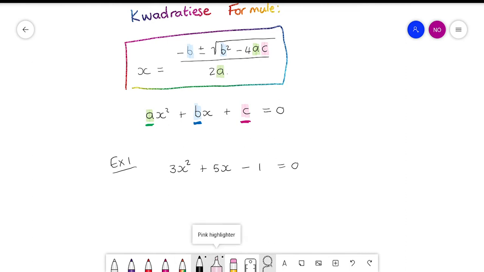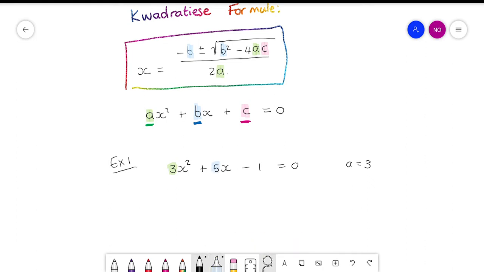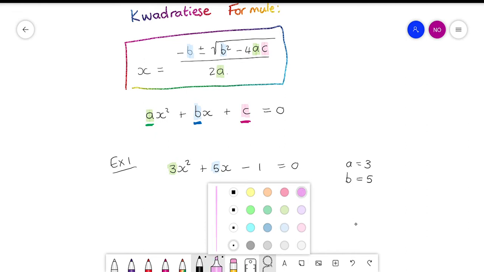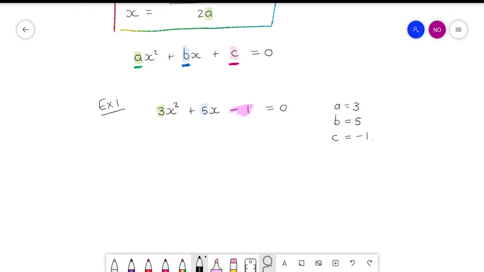So now we identify a is equal to 3 because I find it in front of the x squared. B is equal to 5 because I find it in front of the x to the power of 1. And C is equal to negative 1. Don't forget the minus.